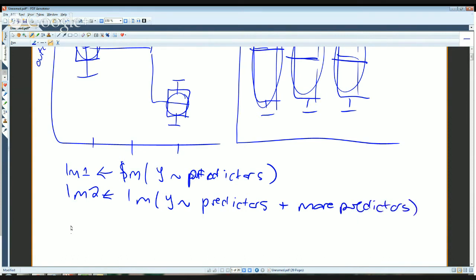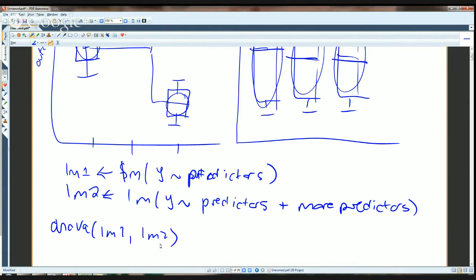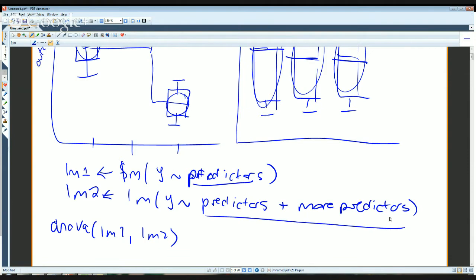Whether these predictors are factors or not, you can do in R ANOVA of LM1 and LM2. It'll give you the f-test comparing the first model relative to the second model, and that is most useful when you have a model and then another model with more predictors added to it, and then there'll be a direct comparison as you move from the first model to the second model, and that's the p-value, for example, that you would want to look at when comparing the first model to the second model.